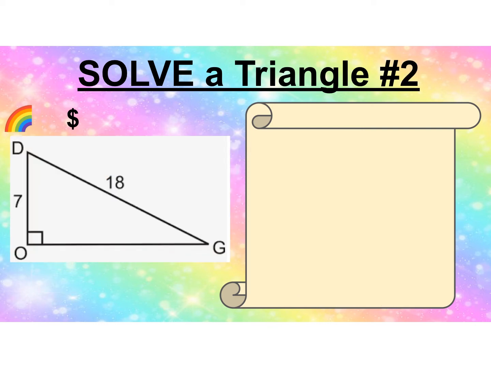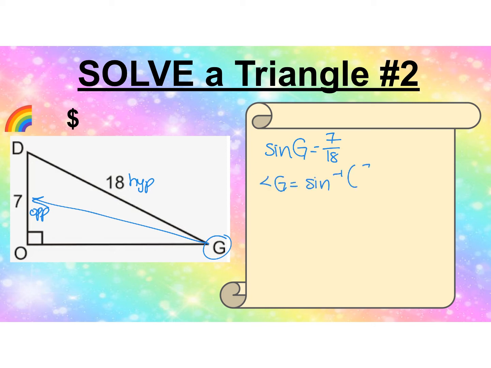Let's try this one. So here we can see that we have two sides. I'm going to go ahead and figure out angle G first. So knowing that I have opposite and hypotenuse, that's going to be sine. So I'm going to do the sine of G equals 7 over 18. And this time I don't know my angle, so I need to use inverse trig. So I'm going to do angle G equals sine inverse of that fraction, 7/18. So make sure you're hitting the inverse button first, so inverse sine of that. And we find angle G to be 22.88. We are going to round to whole numbers for our angles. So angle G is 23.